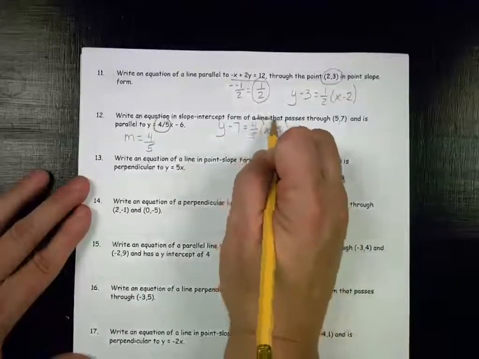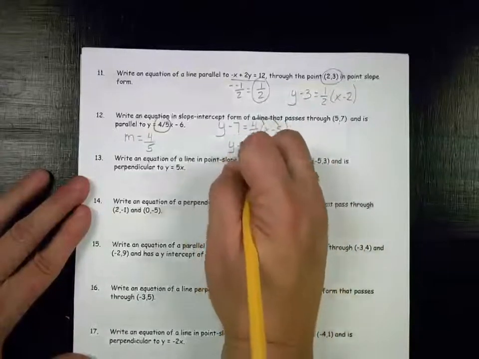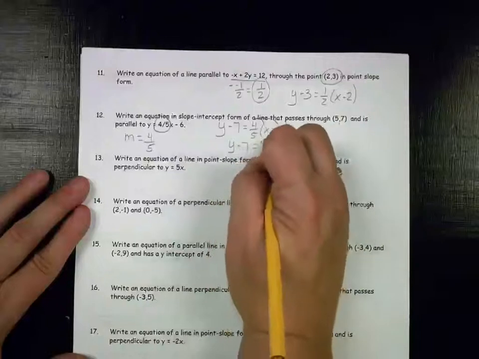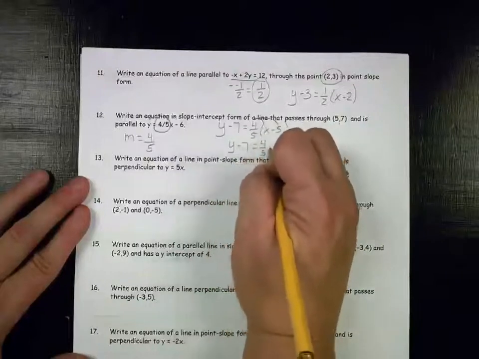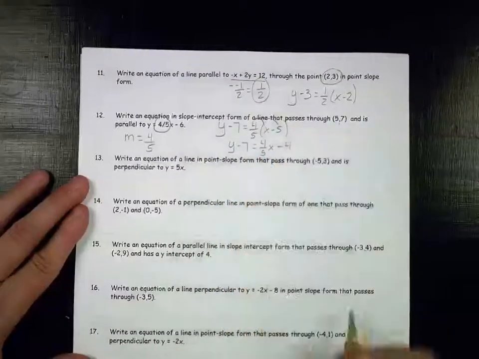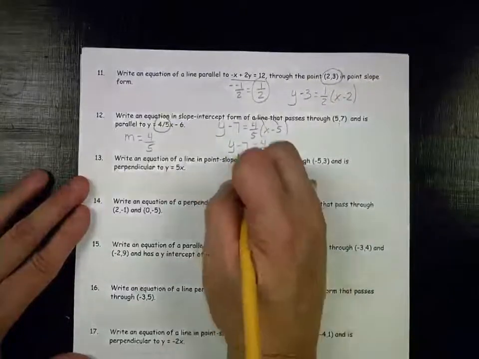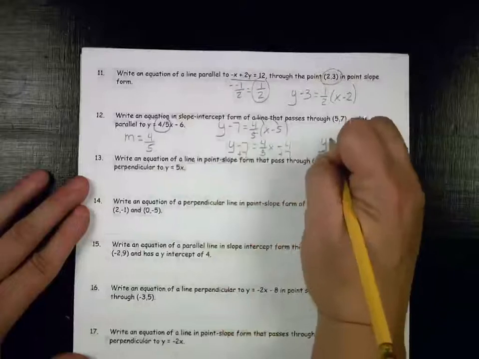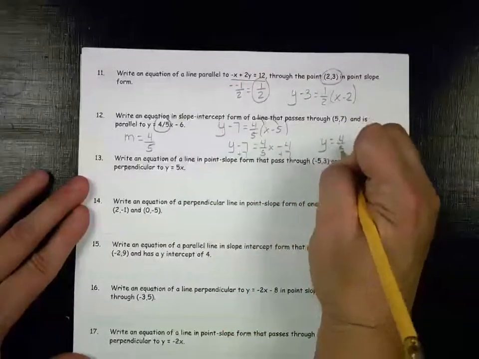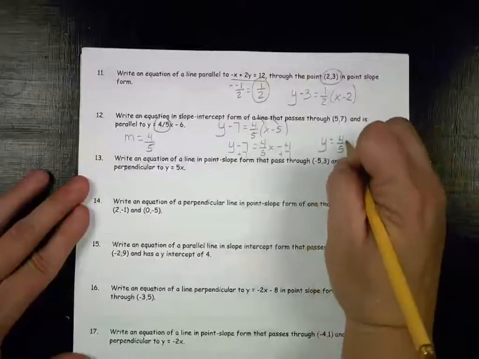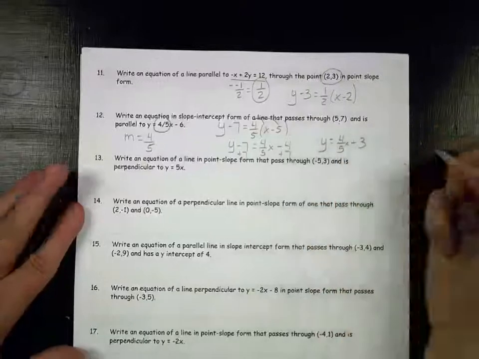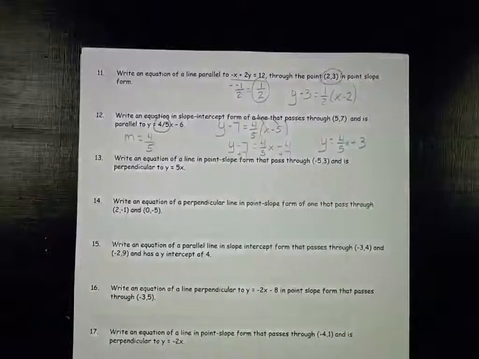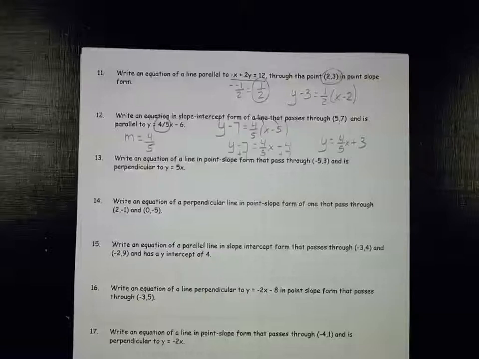And as you distribute, that becomes y minus 7 equals 4/5 x minus 4. And you need to add 7 to both sides. And you have y equals 4/5 x plus 3. That right there is slope-intercept form. Start with point slope and solve for y.